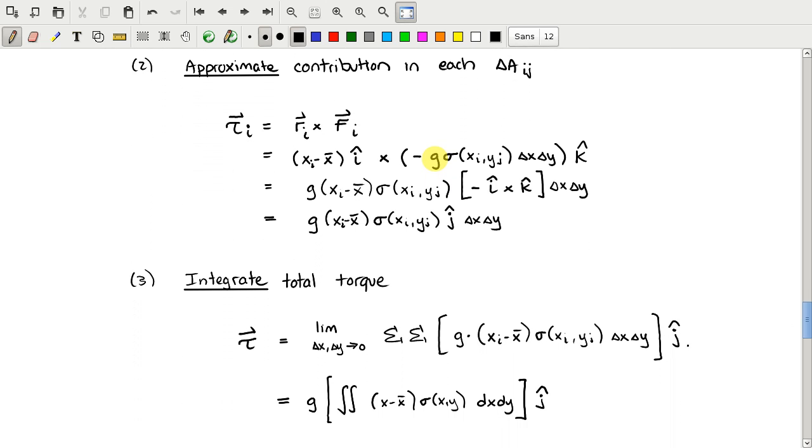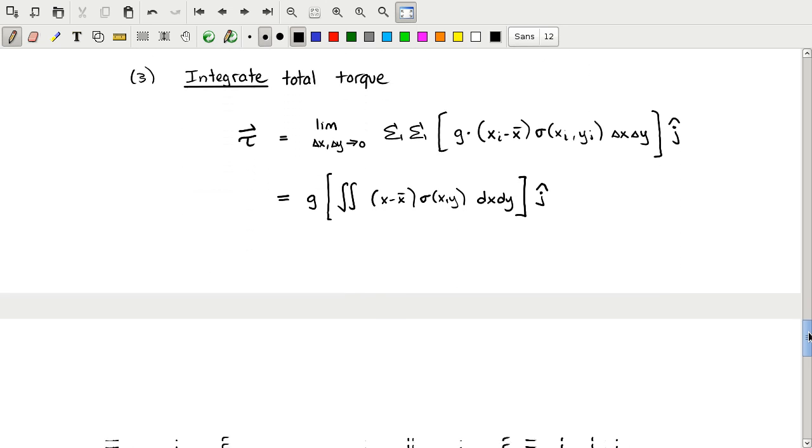Now we just integrate the total torque. We take all these contributions from the individual slices, do the infinite sum over all slices, and take the limit as delta x and delta y go to 0. That gives us the following double integral. g is a constant. It comes out of the double integral of x minus x bar, sigma of x and y, dx dy, again pointing in the j direction. So here's an integral for the torque.